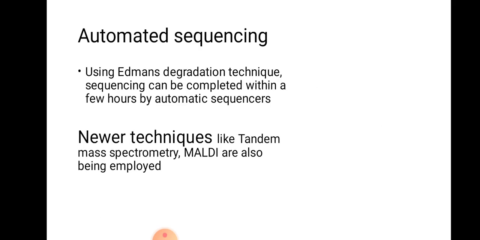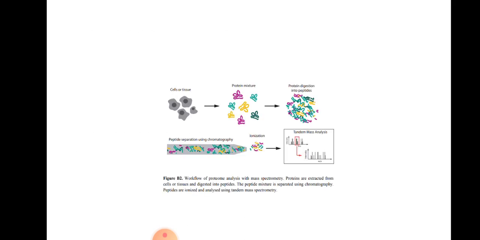Next, other techniques such as tandem mass spectrometry can also be used to sequence the protein. So these are the steps in mass spectrometry. The proteins are extracted from cells and digested into small peptides. The peptide mixture is separated using chromatography, and the peptides are ionized and analyzed using tandem mass spectrometry. This is another method for protein sequencing.